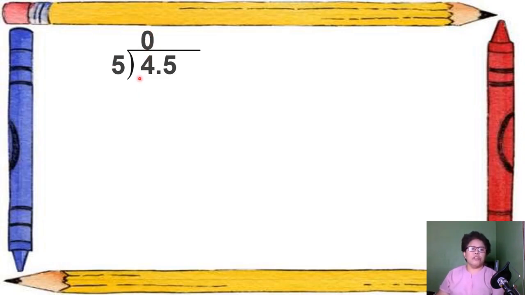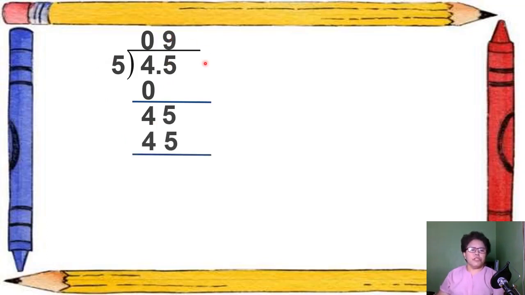So, 0 times 5, that would be 0. And then minus na tayo. So, 4 minus 0, that is 4. Bring down 5. Then 45 divided by 5, that is 9. And then 9 times 5 is 45. Then 45 minus 45, that is 0. And then akyat natin yung decimal point doon.